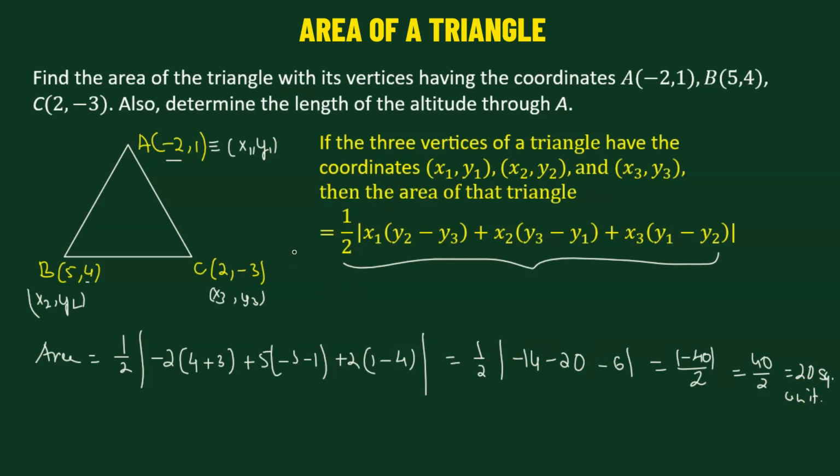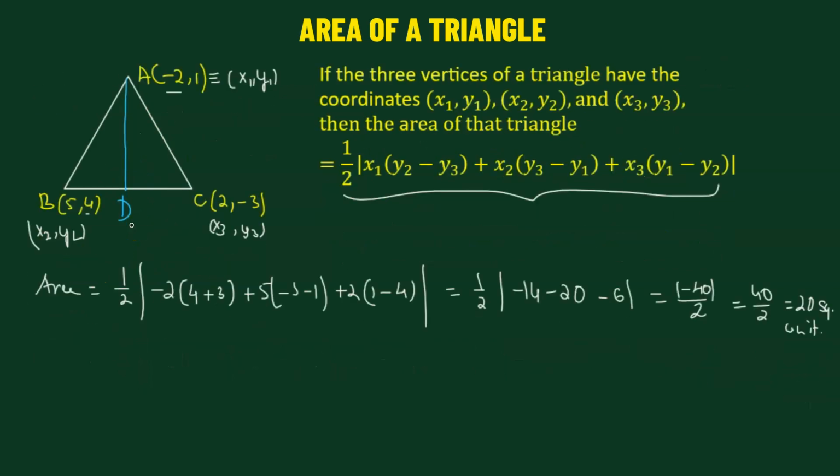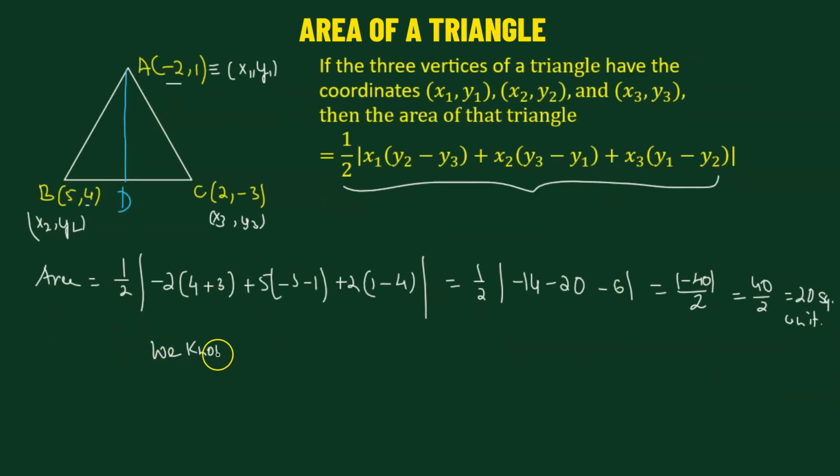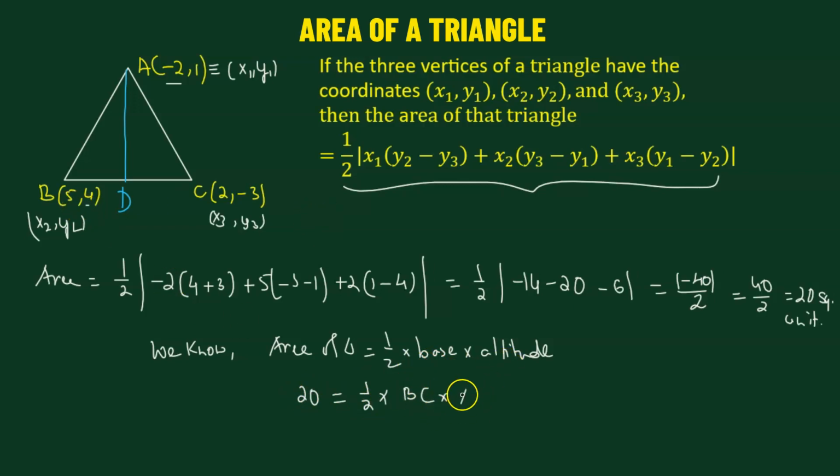Now our goal is to find the altitude through A. From point A, we are going to drop a line touching the side BC at D, and that's going to be the altitude of our triangle. We need to find the length of the altitude. We know the area of a triangle is given by half times base times altitude. Since we are considering the triangle ABC whose area we have just found as 20, 20 will be equal to half multiplied by the base. The base is BC and we need to find the altitude, which is simply AD.